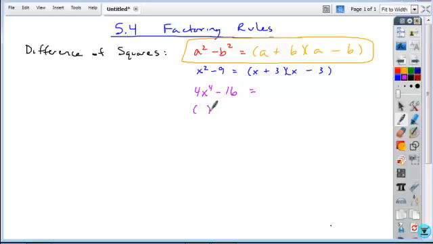What base can you square to get 4x to the fourth? You square what to get a 4? 2. Square what to get x to the fourth? x squared. And then what do you square to get 16? 4. So when you look at this, you wind up with the same pattern. We have the difference of squares, so it factors into the sum and difference of these bases. So 2x squared and 4 are the bases.